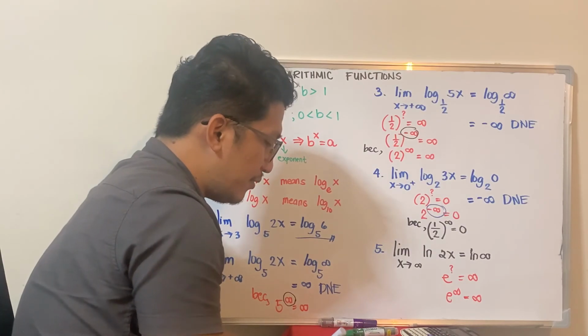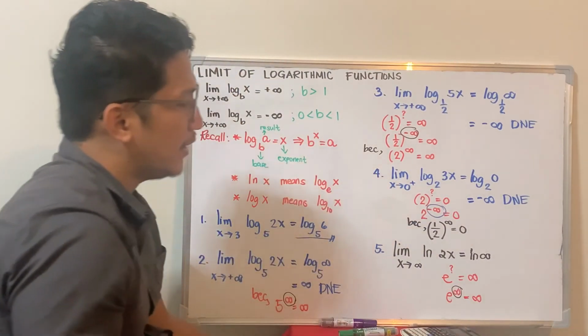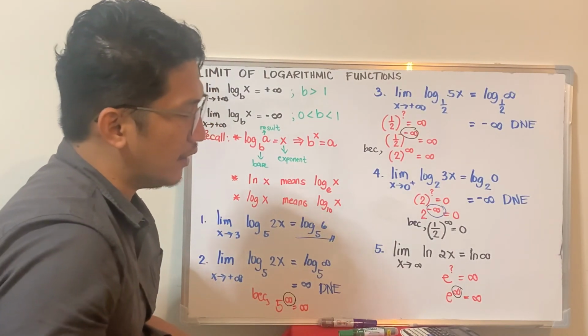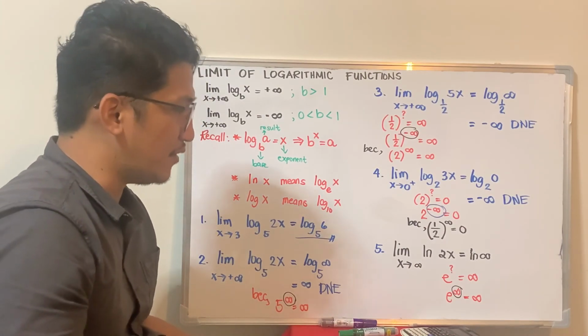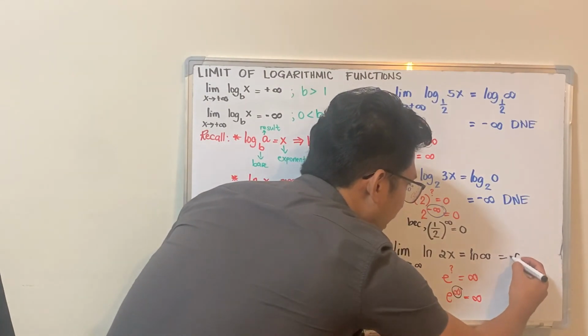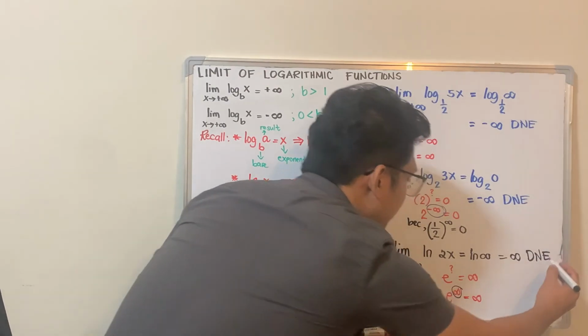Okay? So that is our answer. Again, when we solve for limits of logarithmic functions, we are just trying to look for the exponent of the base. And so infinity is our final answer.